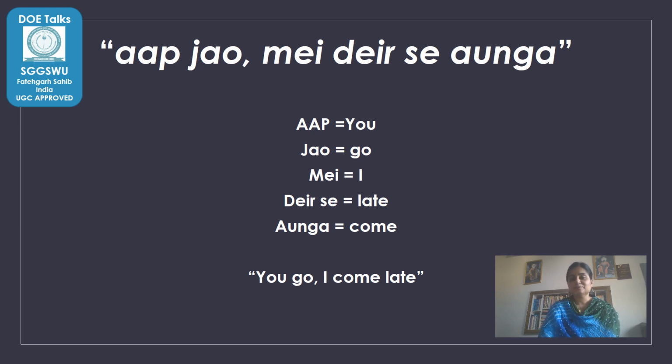The sentence is, "Aap jao, main der se aunga." Now a native student will translate "aap" into you, "jao" into go, "main" into I, "der" into late, "aunga" come. Or maybe the student will translate it as "you go, I come late," or "you go, I late come." The student has translated the words given in the sentence but fails to maintain the structural order of the sentence and thus distorts its meaning.